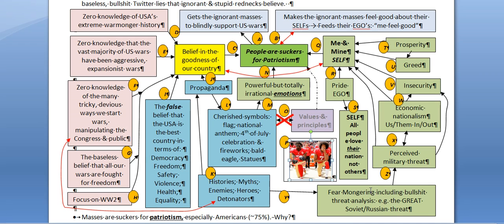All right? And then fear-mongering. Including bullshit threat analysis. For example, right, the great Soviet threat during the Cold War. Man, everyone was saying that. They built up this Soviet Union to this big, scary boogeyman military threat. I'm saying bullshit. My analysis was so superior. And I turned out to be right. Soviet Union fell on its own.